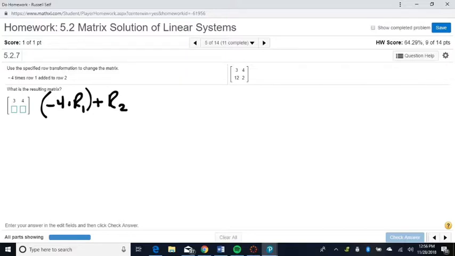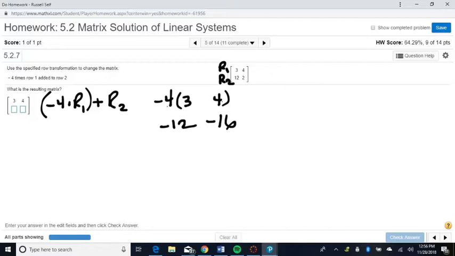Okay? So, looking at our original matrix, remember, this one is row 1, this one is row 2. So we're going to take row 1, which is 3, 4, and multiply that whole thing by -4. Now remember, you can't multiply one thing by -4. We have to multiply them both by -4. So that's going to give us -12 and -16.